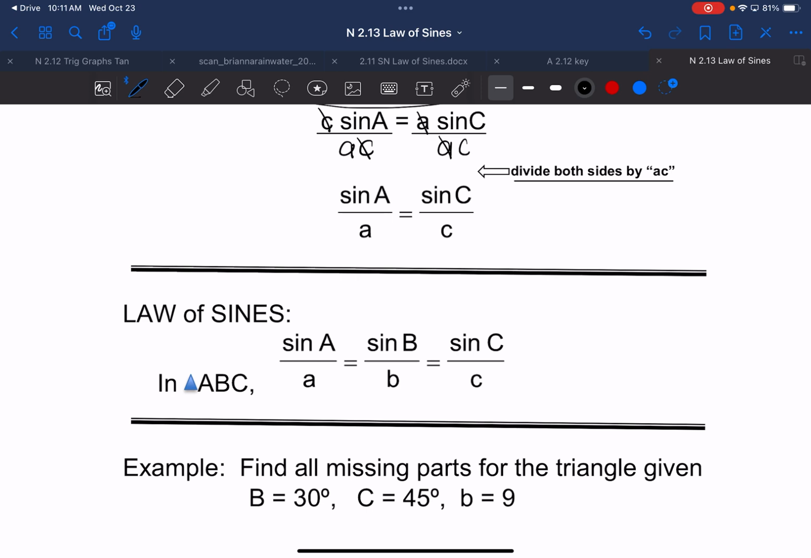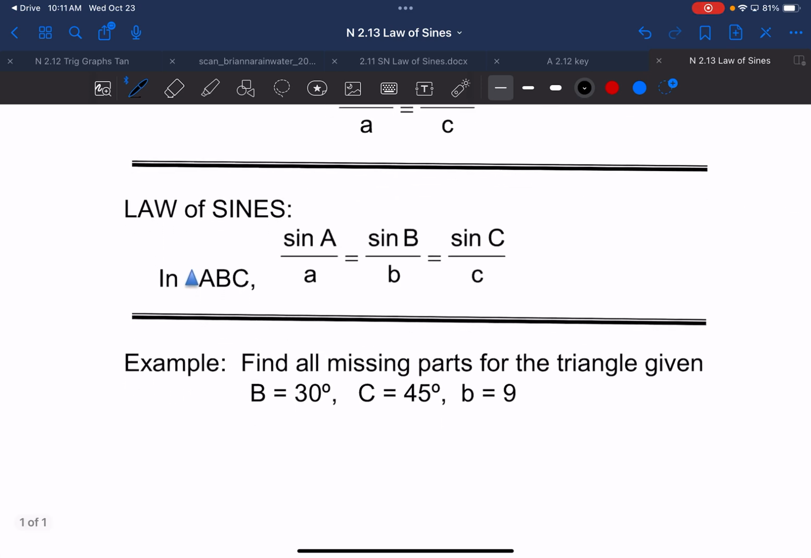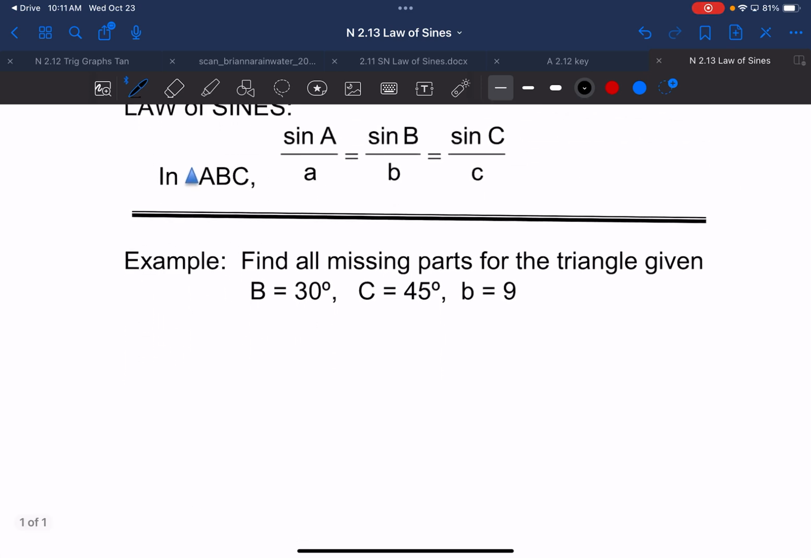So now that we know where it comes from, let's look at an example. It says here, find all missing parts for the triangle given. I don't necessarily know what this triangle looks like, but I'm going to give myself a little sketch of a triangle just to keep all my pieces straight. I'm going to label this angle A, this is angle B, and I'll name my top angle C.